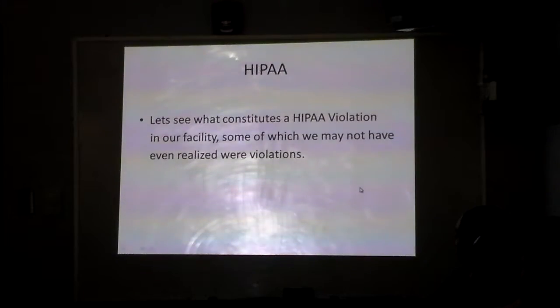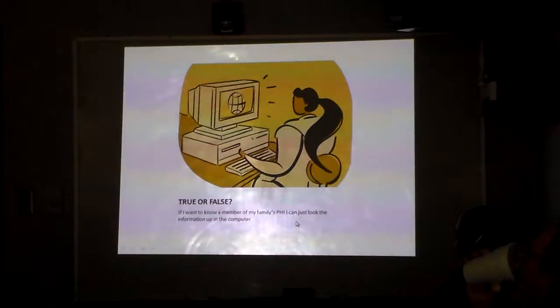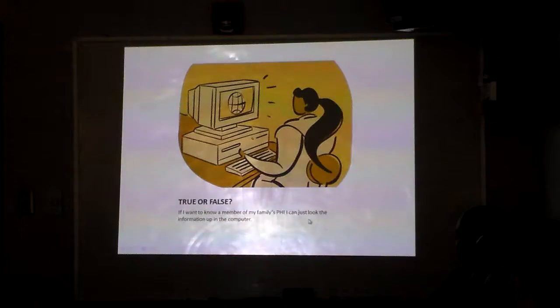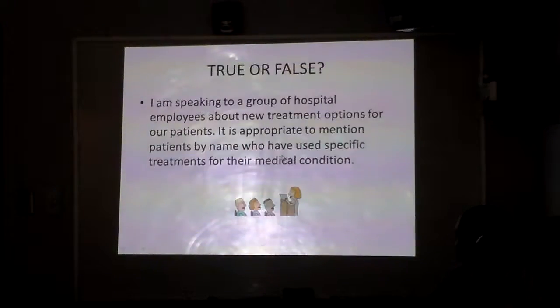Okay, so these are true or false questions. If I want to know a member of my family's PHI, I can look the information up in the computer. False. Right. HIPAA rules and regulations state that you may not access any information that you do not need to know to do your job.